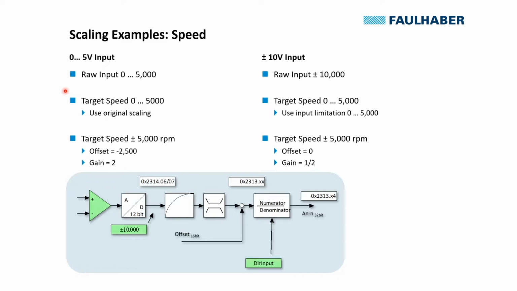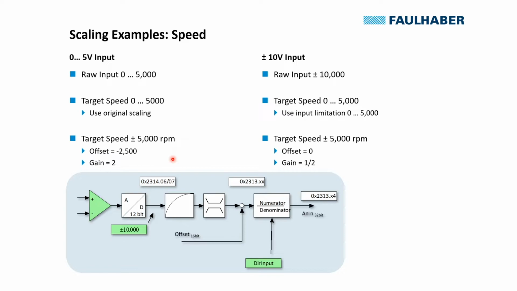When we want to control the speed of the motor, the BX4 motor, which has a nominal speed close to 5000 RPM at nominal load and nominal voltage, then the scaling is already fine, because the raw values are 0 to 5000 and the target speed is the same, so we can directly use the original scaling. When we want the speed in both directions, so plus minus 5000 RPM, the first option would be to assign a digital input as a direction input for this analog input, or we have to rescale the input.